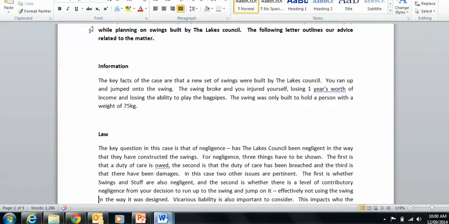Now we go down to the information facts. You can see how I've narrowed that down to one paragraph. That's really important because concise is one of the skills we're looking for in legal studies. So I said key facts are: a new set of swings were built by the Lakes Council. Dan ran up and jumped on those swings. The swings broke, losing him a year's worth of income and the ability to play bagpipes. Those are the damages. The swing was only built to hold a person with a weight of 75 kilograms. Everything else I said was largely unimportant. Just put the distance you jumped from.